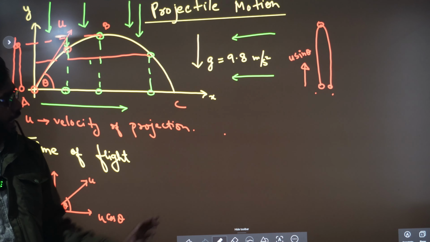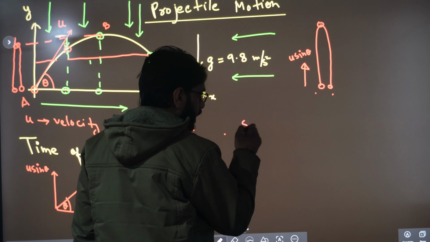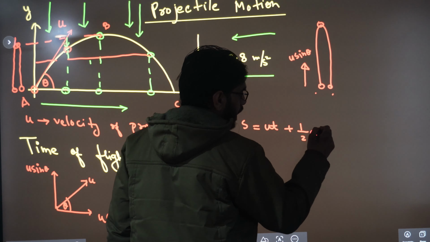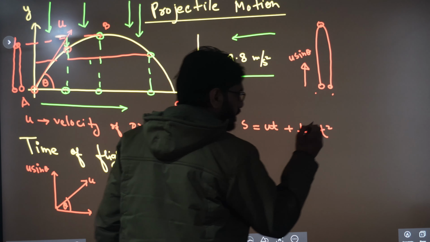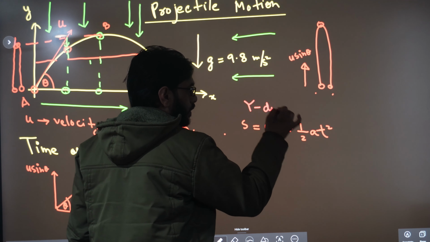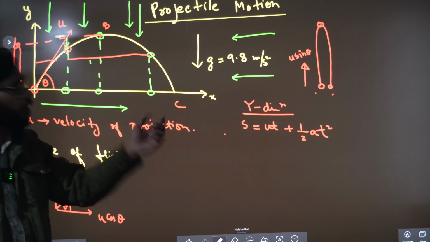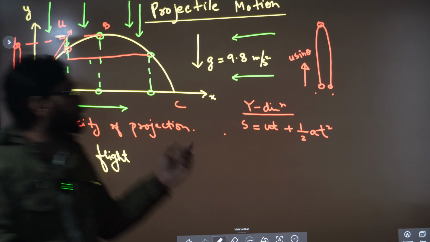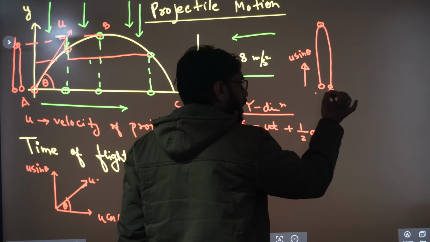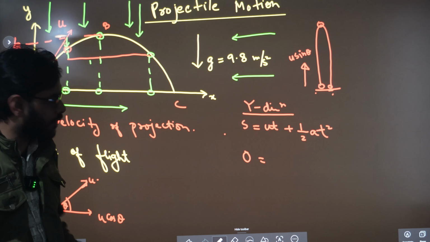So how do we find the time of flight? We use the equation of motion. The second equation of motion, S equals ut plus half at square. Right, this is the second equation of motion, and we are using it in the y direction. What will be the displacement of the shadow? The shadow is moving up, thereafter it is coming down to its original position. So the displacement of the shadow will be 0.